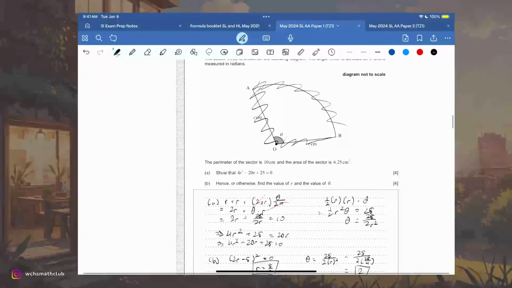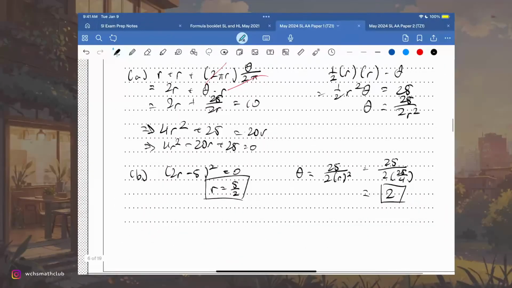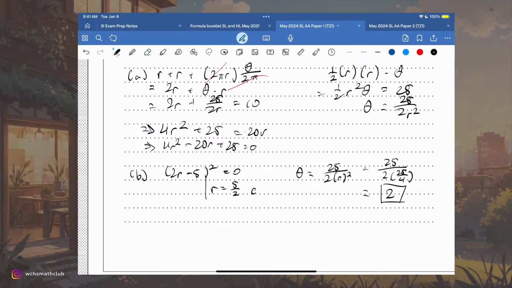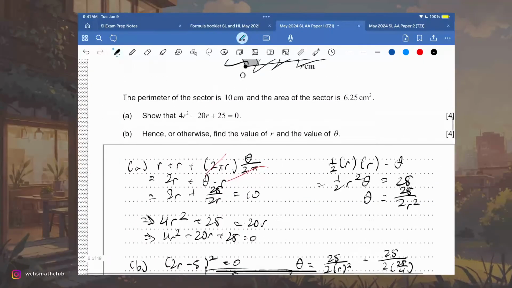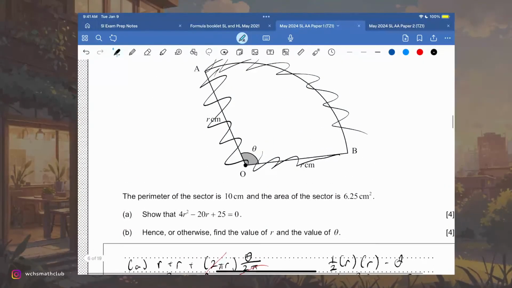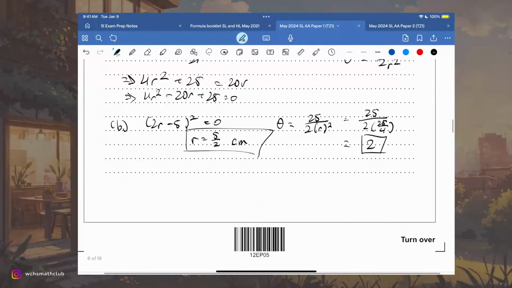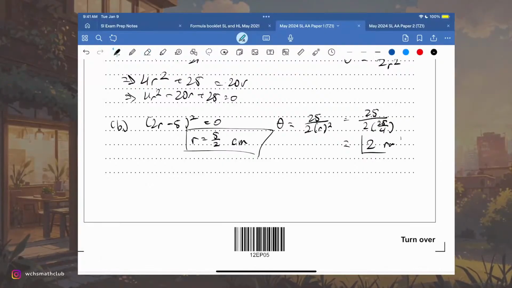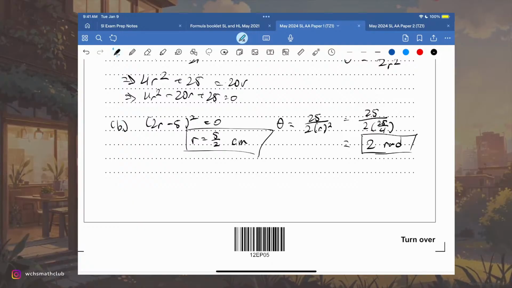Let's see what else. All right, so here it says centimeters. So just make sure that whenever we write this, we include the units as well. So this right here would be in centimeters. And then as for theta, this I believe is in radians. So you could also, if you want to be thorough, write rad just like so, and then close it off.